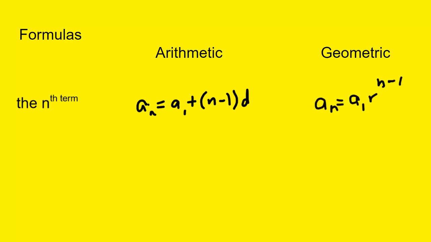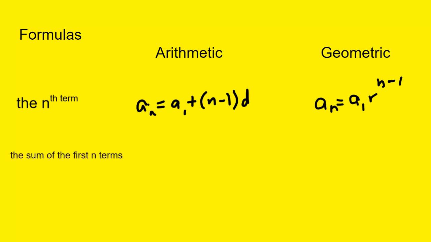Geometric, the nth term is going to equal the first term times r to the n minus 1. Again, here we have a geometric sequence, and there are 4 variables. As long as we know 3 of the 4, we can find our unknown. Sometimes we'll be finding the 10th term, and then sometimes we'll be identifying 102 is what term if the first term is 1 1/2 and r is 3/2.